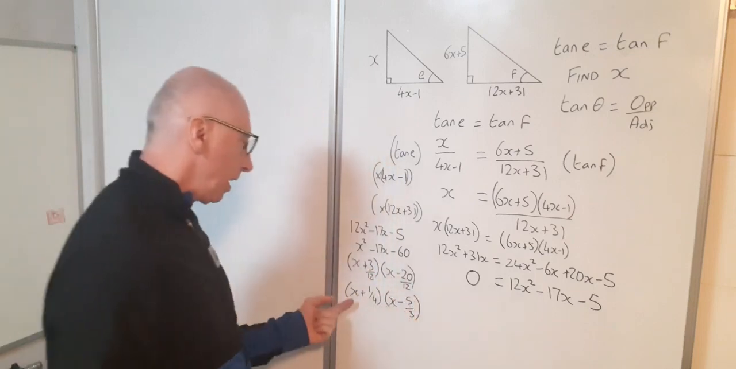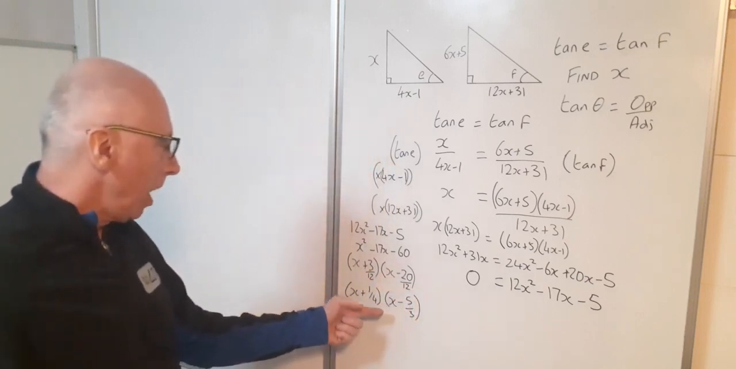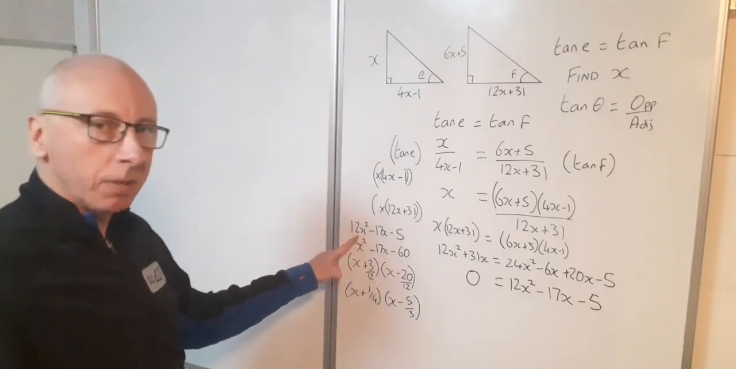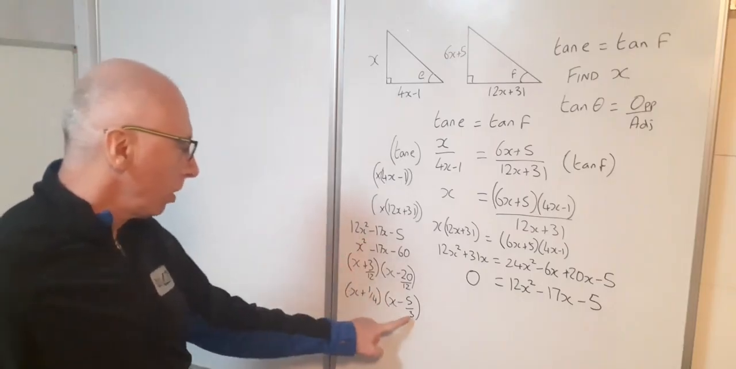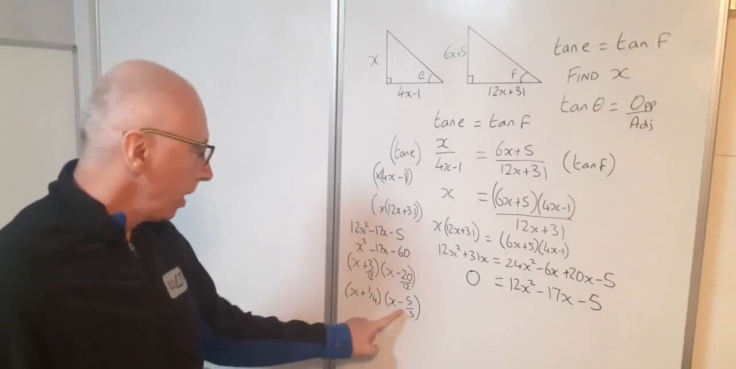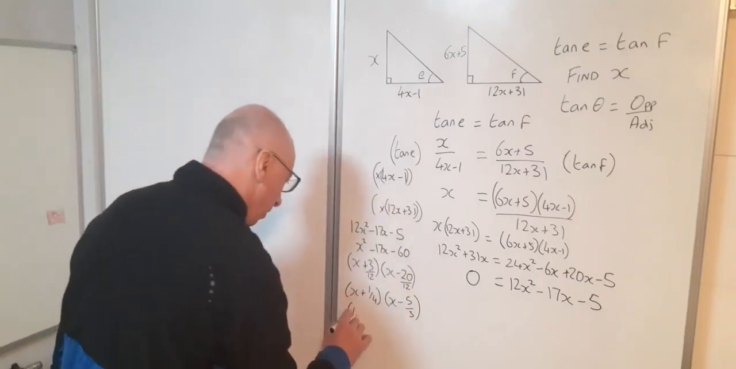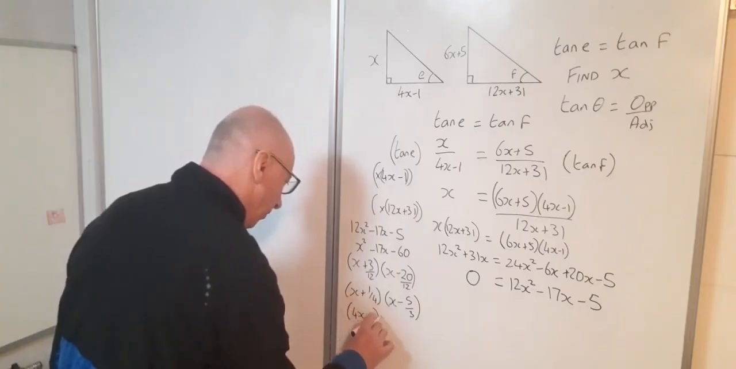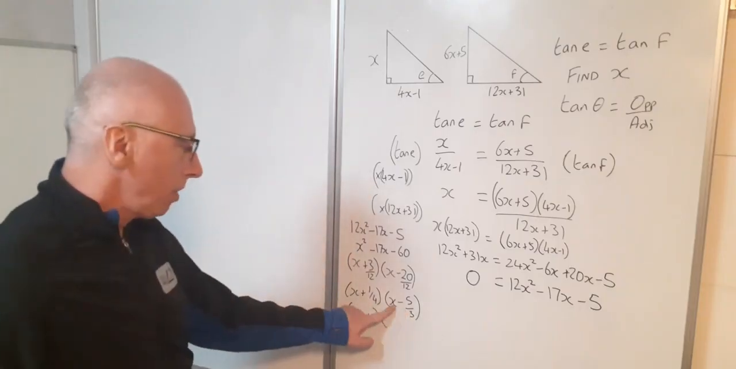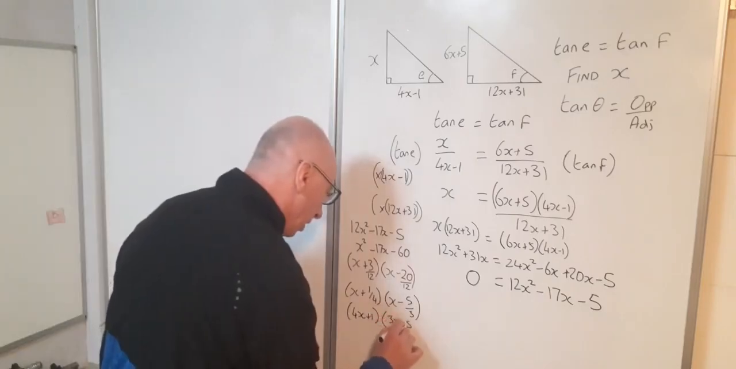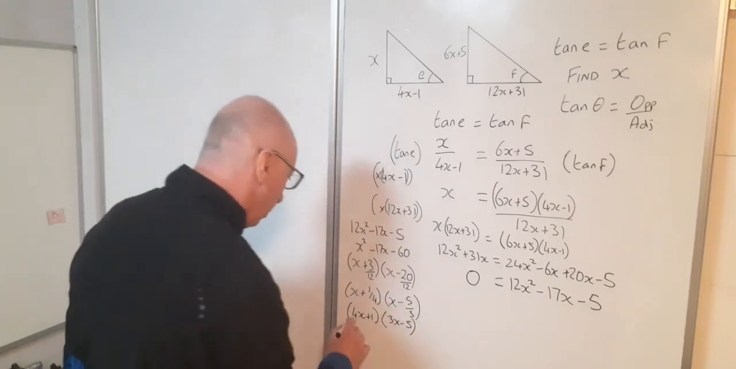Okay, now that is factored, but I would prefer to bring it back into this term here with the 12x squared. So now what I'm going to do is I've got a 4 and a 3, so multiply up by 4 inside here. So then I'm left with 4x plus 1. And then multiply by 3 in here, I've got 3x minus 5. And that would be that factored.